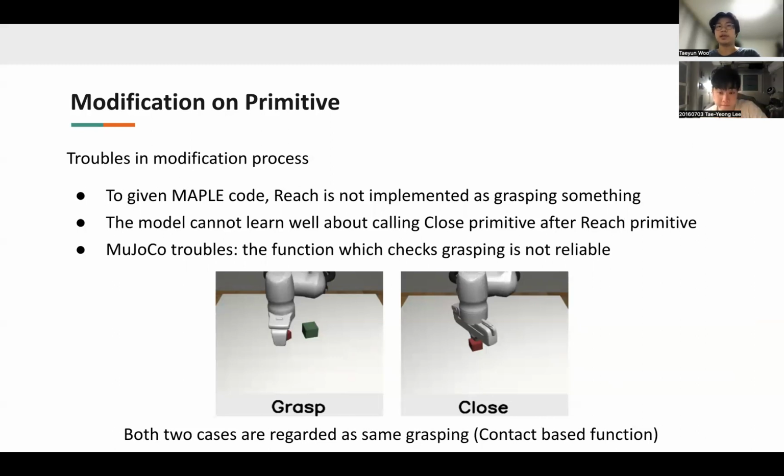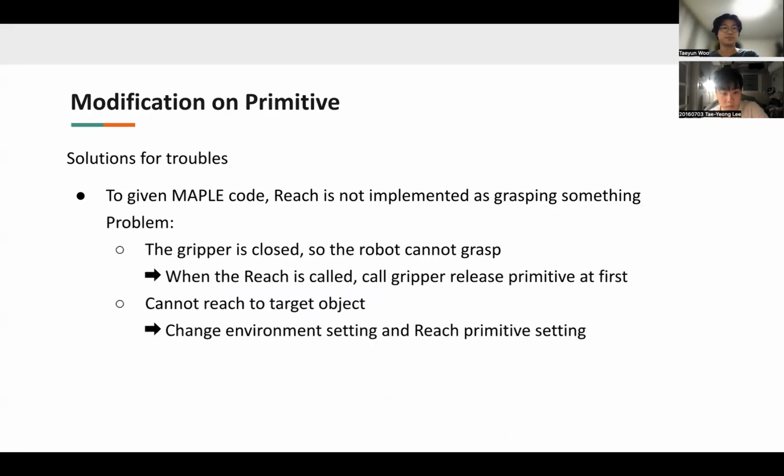Also, the model cannot learn well about calling the close primitive after the reach primitive. In other words, the model cannot learn the connection between successive primitives. Finally, the function which checks contact is not reliable. In the two figures below, both of them are regarded as grasping because they are in contact with the object, even though the right one is not in a grasping state. Unfortunately, we cannot find a solution for the third one. So I will explain the solution for the first and second problems.